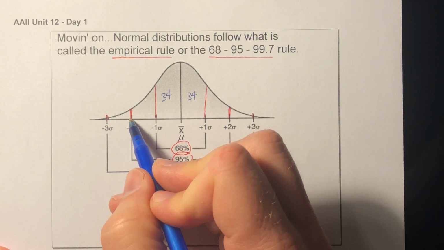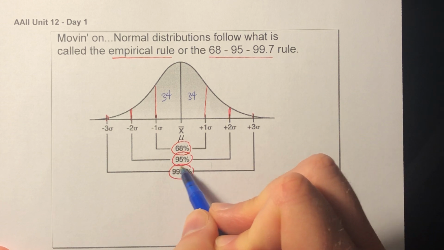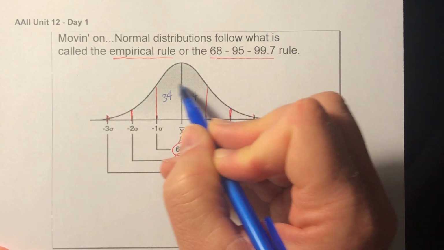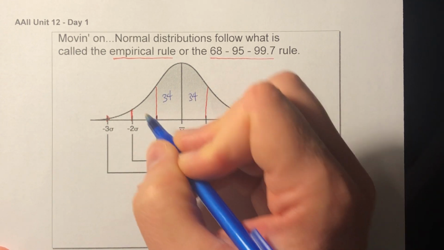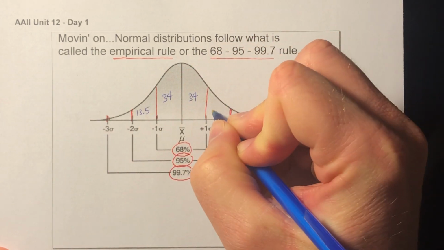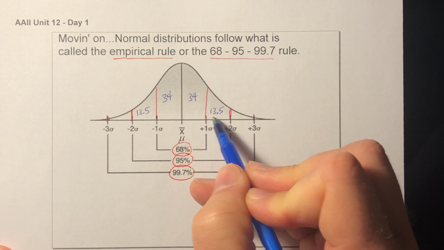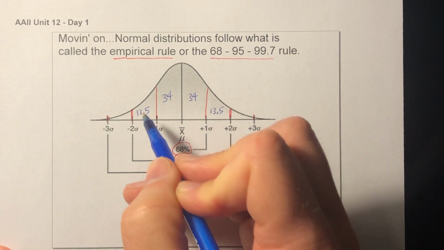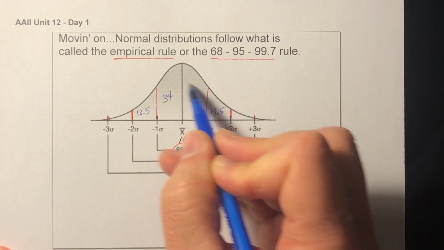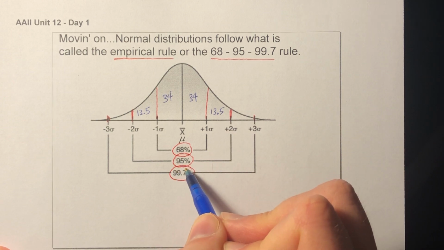Now, if we go from here to here, plus or minus 2 standard deviations, that's 95% of your data. Well, if we take away the 68%, that leaves 27. So that means we're going to have 13.5 there and 13.5 there. That's how much percent of the data would go in that sliver there and that sliver there. So if you add up all of those numbers, you get your 95%.